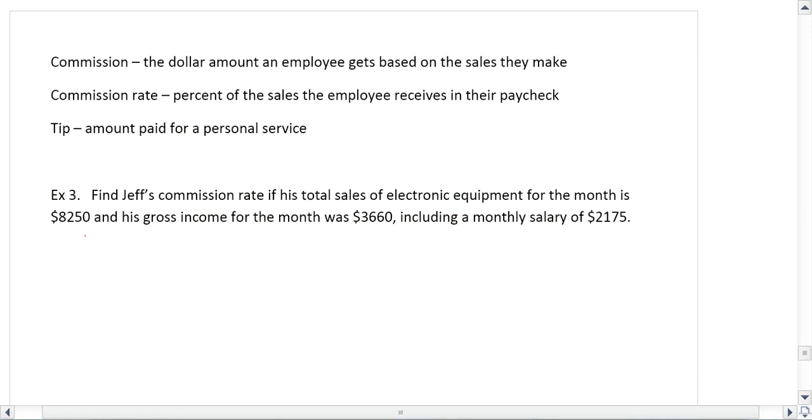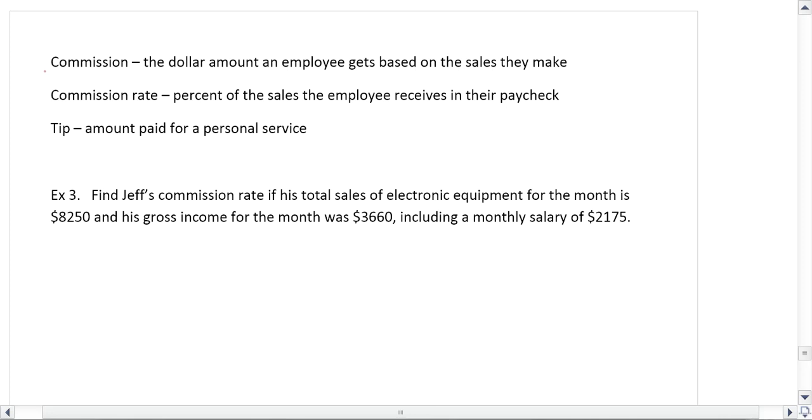Next topic we're going to talk about is commission. Now, commission is a way that people can earn money at their job. You can have a base salary, a regular amount that you earn. You can earn so much an hour, and then depending on your sales, if you sell a lot of items, you get to keep a percent of that. So it's to motivate people to be better sales representatives.